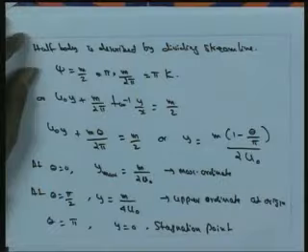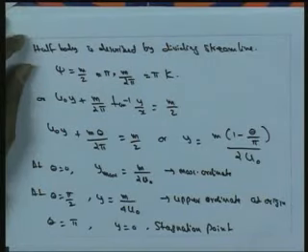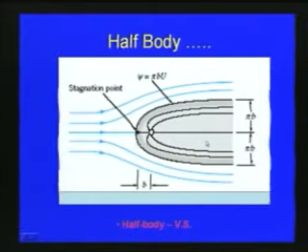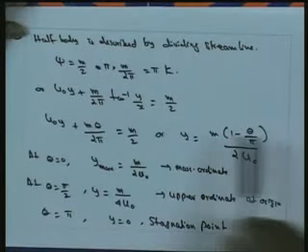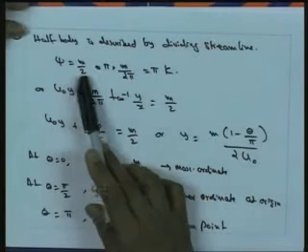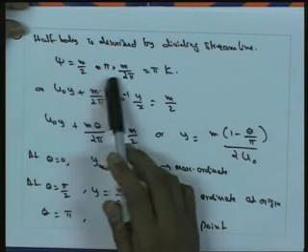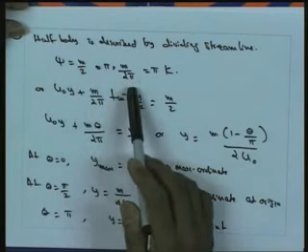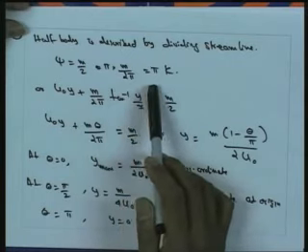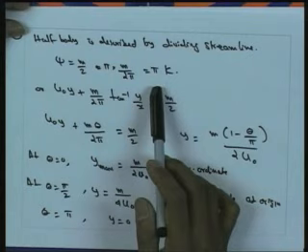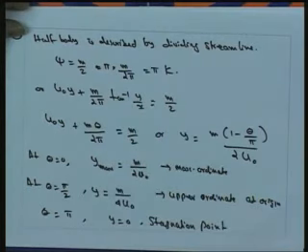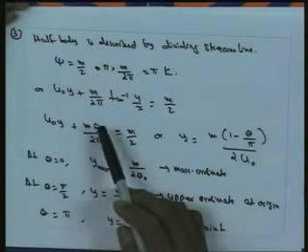So, now the half body is described by the dividing streamline. As you can see, this is the half body with respect to this figure here. So, the half body is described by the dividing streamline, so we can write psi is equal to m by 2. So, psi is equal to m by 2, that is equal to pi into m by 2 pi. So, we will get psi is equal to pi k. So, with respect to this figure, it is obvious psi is equal to pi k, which we have already seen when we derived all the equations.